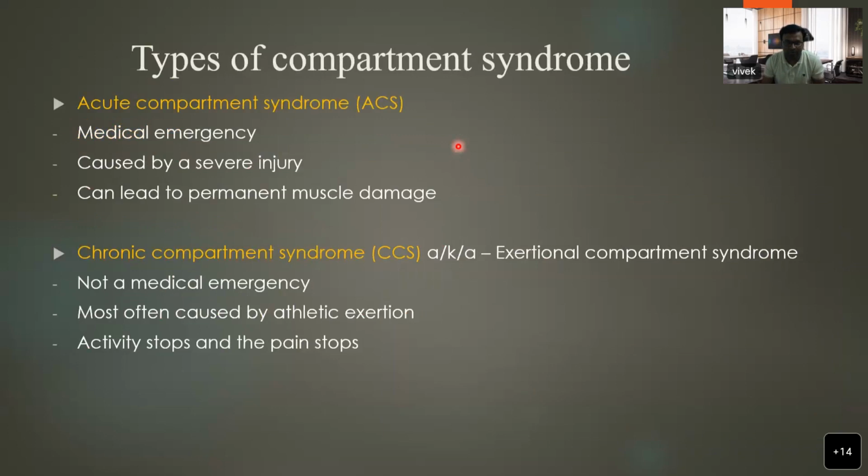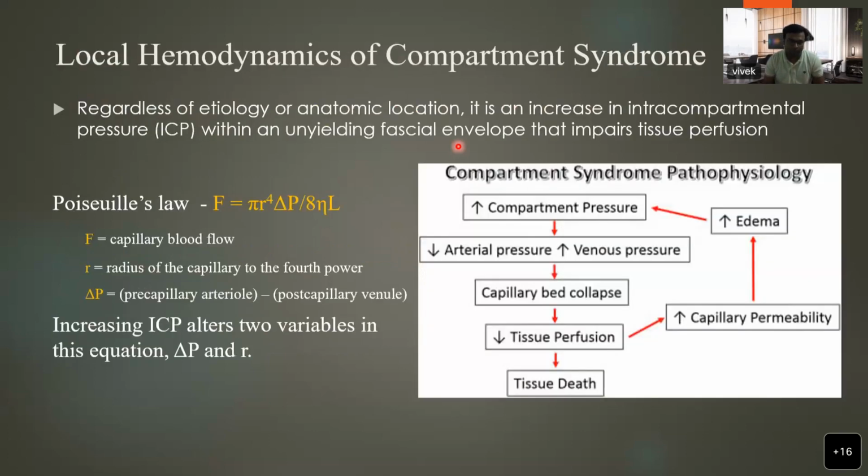Then coming to types of compartment syndrome. There are two types: one is acute compartment syndrome, and the other is chronic compartment syndrome, which is also known as exertional compartment syndrome. Acute compartment syndrome is basically a medical emergency, and it is caused by a severe injury. It can lead to permanent muscle damage. Chronic compartment syndrome is not a medical emergency and is most often caused by athletic exertion, wherein the particular activity leads to pain in the particular compartment of that limb. Once you stop the activity, the pain will stop automatically.